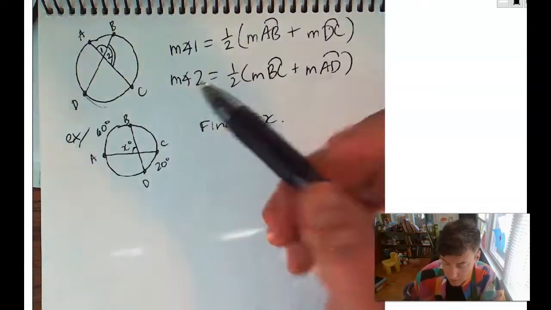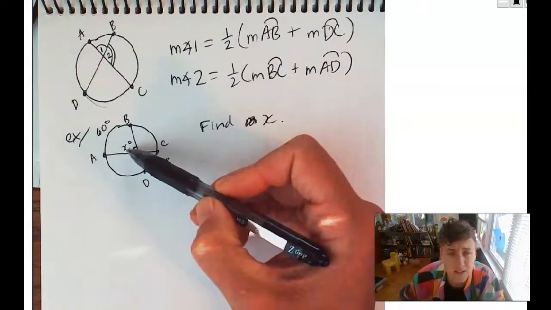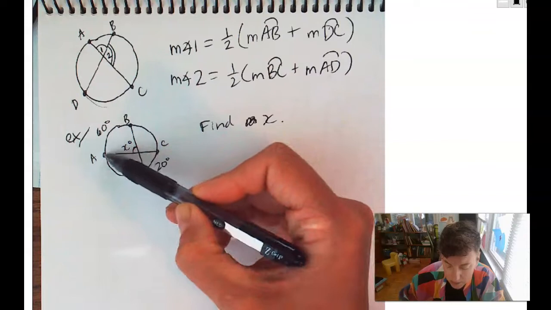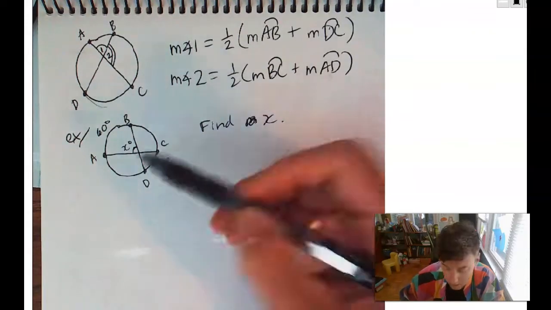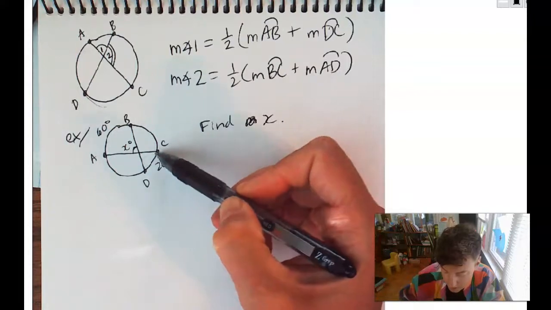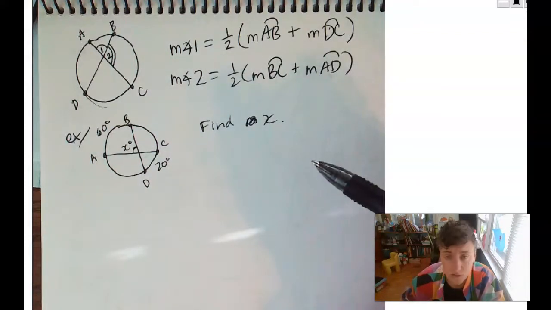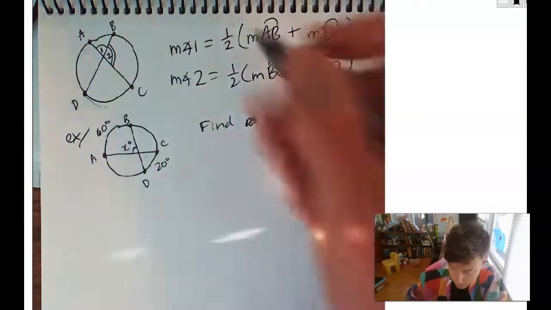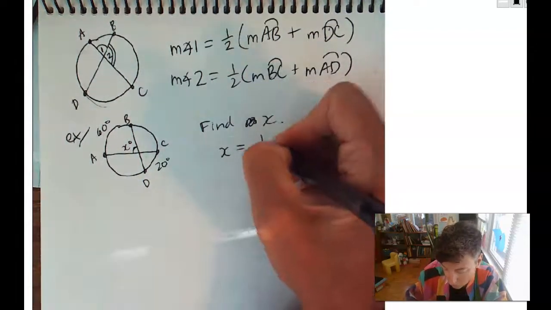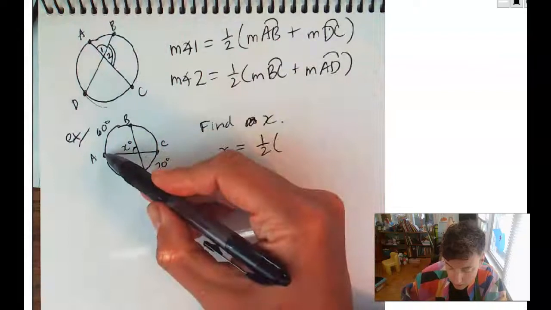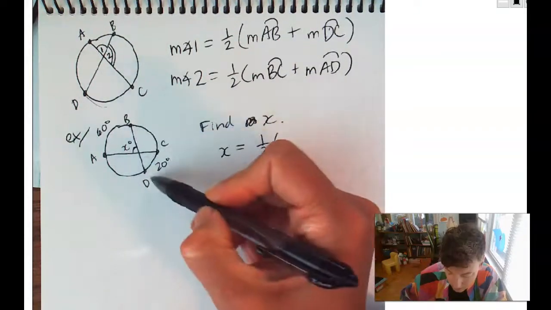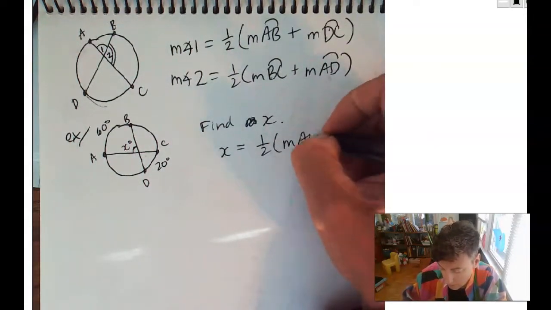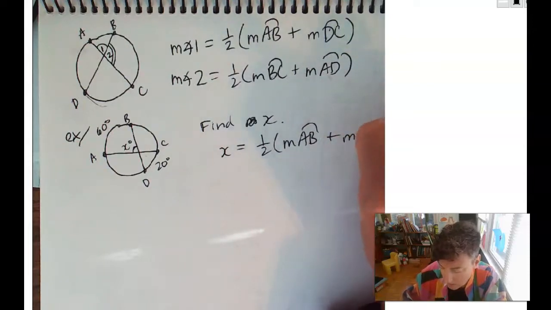All right, so here's our first example. We've got this angle that is x degrees right here. That angle intercepts arc AB. Its vertical angle intercepts arc CD. So we can use the theorem that we just talked about. The measure of this angle, which is x degrees, is going to equal 1/2 the measure of the arc it intercepts plus the arc its vertical angle intercepts. So the measure of AB plus the measure of CD.